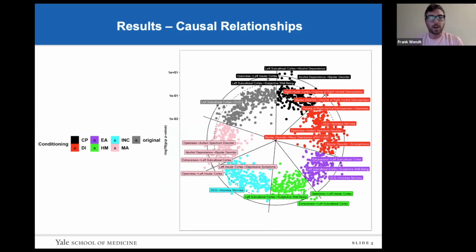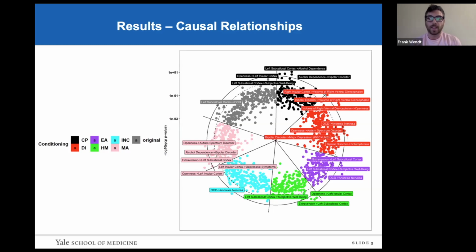So I'll start by showing some data about latent causal variable analyses. This is essentially a way of looking for putatively causal relationships between two traits using SNP information from genome-wide association studies. So in the pie graph on the right side of the screen, in gray data points, we see the trait relationships from LCV using the original GWAS. And we see one trait pair that survives multiple testing correction, and that is the left subcallosal cortex volume and obsessive compulsive disorder.